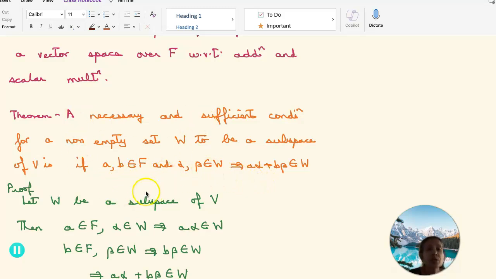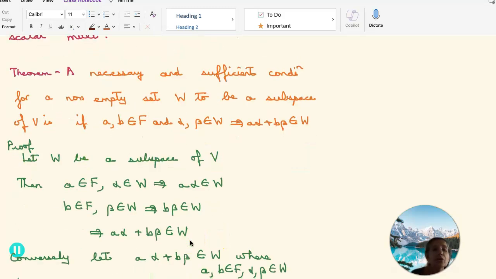We start with: let W be a subspace of V. Then a belongs to F, alpha belongs to W implies a alpha belongs to W, because that is a property of a subspace. It will be a vector space. Again, b belongs to F, beta belongs to W implies b beta belongs to W. The same logic here. So if you add both, a alpha plus b beta belongs to W, because if you add two elements in a vector space, they belong to the vector space. So we have proved the first part, that if W is a subspace, then a alpha plus b beta belongs to W. What about the converse?